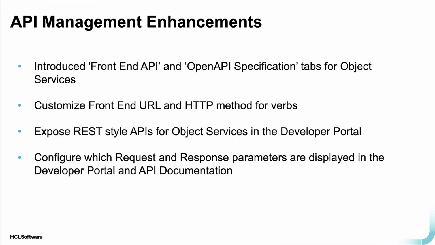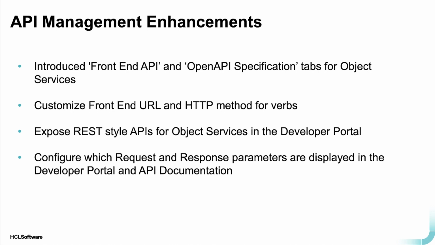From the API management perspective, we have introduced several new enhancements. We've added the ability to have a front-end API for object service, and you can customize the front-end URL. So basically, I might have a specific verb and specific URL pattern that is there internally, but I might be exposing that same data from the API portal to several different partners, and I might want to have a more human-friendly, more readable URL for them. So I have the ability now to customize that. I can even change the verb mapping that I'm exposing, like internal versus external.